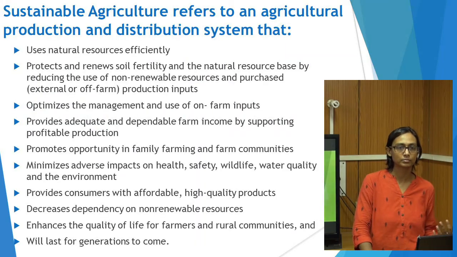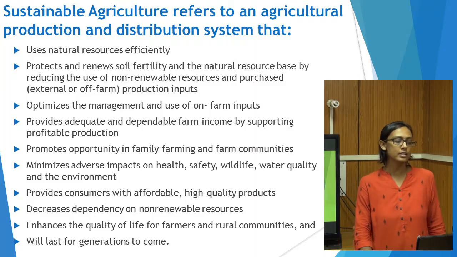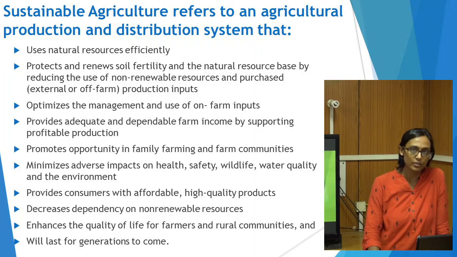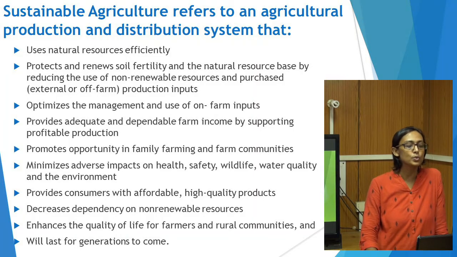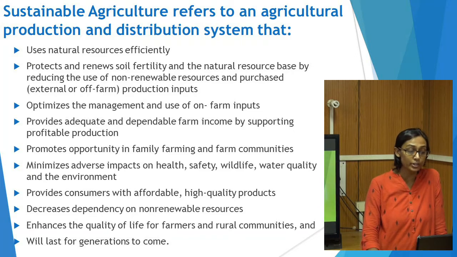That means decreasing dependency over the purchased inputs. Sustainable agriculture refers to an agricultural production and distribution system that uses natural resources efficiently, protects and renews soil fertility and the natural resource base by reducing the use of non-renewable resources like groundwater and diesel, etc., and purchased, which is external or off-farm, production inputs.